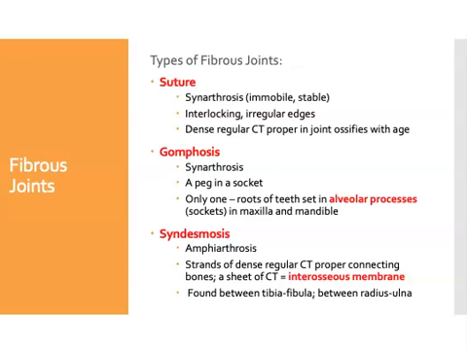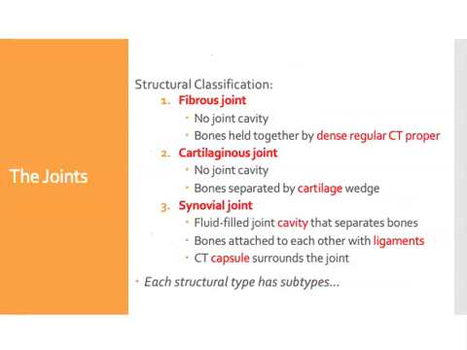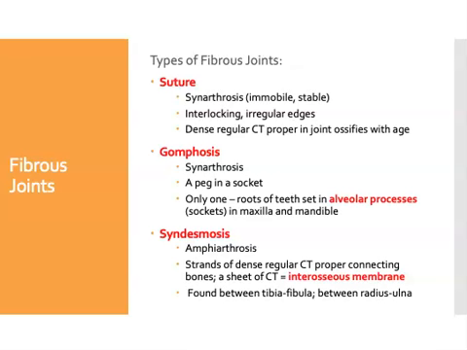So let's go through the three structural types of joints now and talk about the subtypes that we find in each category. We'll begin with the fibrous joints. And remember, the fibrous joints have no joint cavity, and the bones are held together by dense, regular connective tissue proper. Within the fibrous joint category, there are suture joints, there are gomphosis joints, and there are syndesmosis joints. A lot of terminology associated with joints.